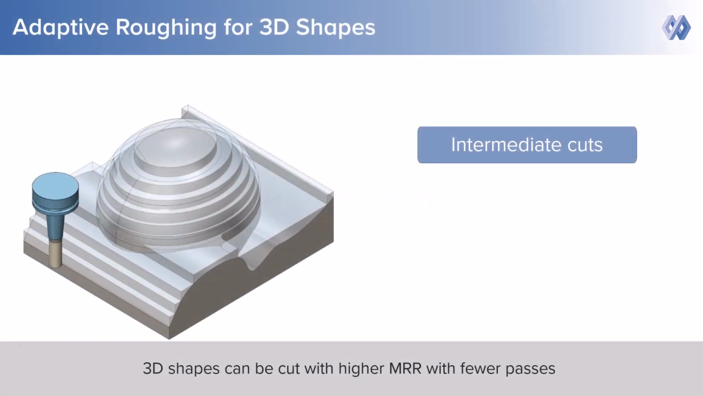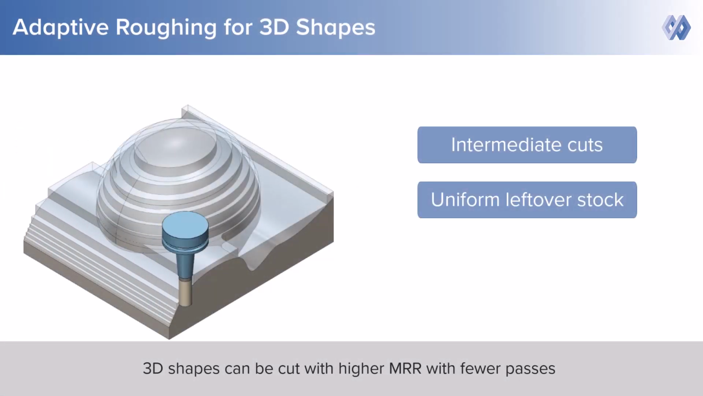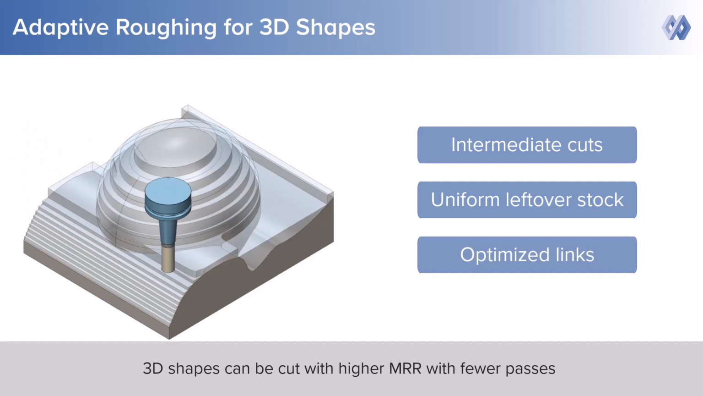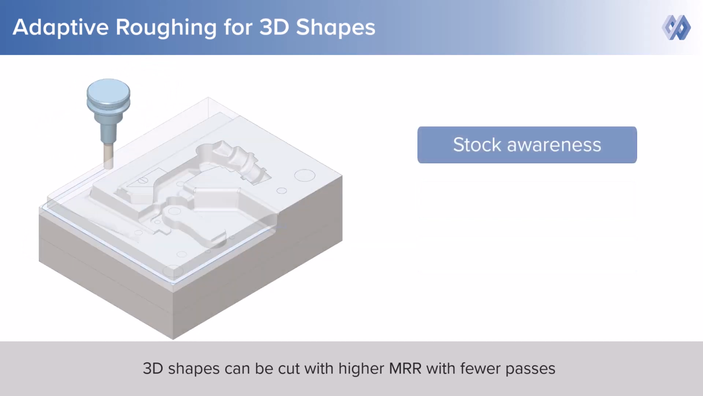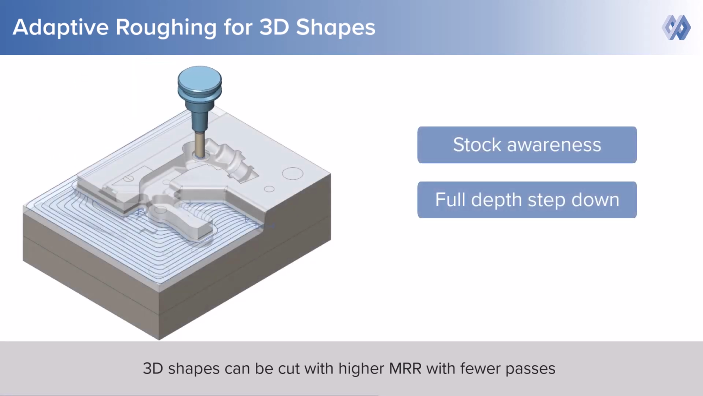Adaptive roughing can be applied to 3-axis. High axial depth, in combination with intermediate cuts, allows us to rough 3D shapes, and at the same time, we can have uniform leftover stock after machining. With stock awareness support for holder collision checking and linking, adaptive roughing provides safer toolpaths.